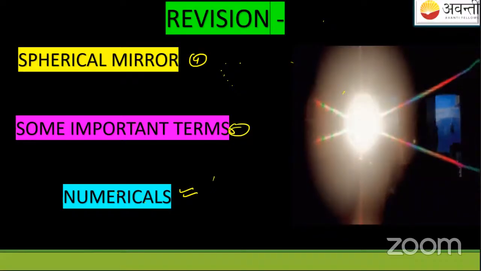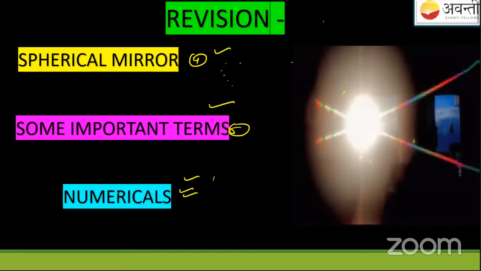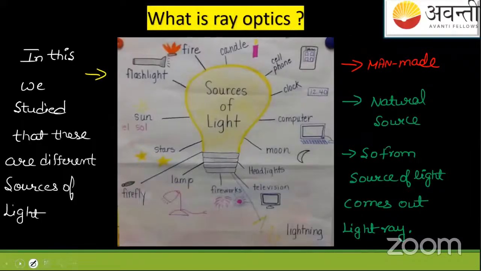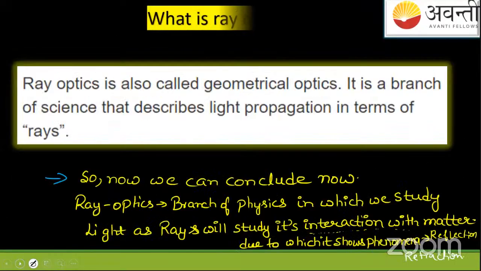You might be finding some noise, but no issues. Spherical mirrors, some important terms and numericals. So this was all from the revision. These revision parts are all already completed, students. You have seen what is ray optics, all these things. Notes will be provided to you, don't worry.